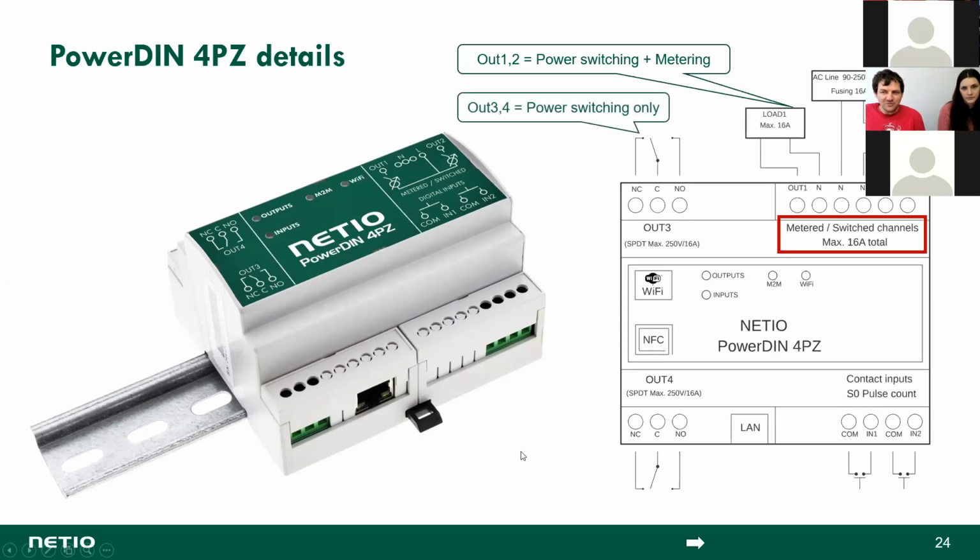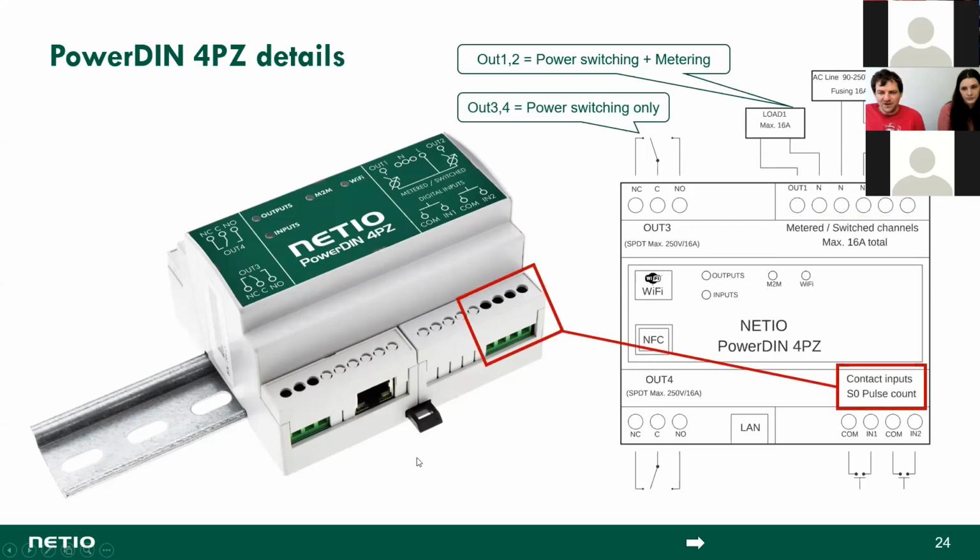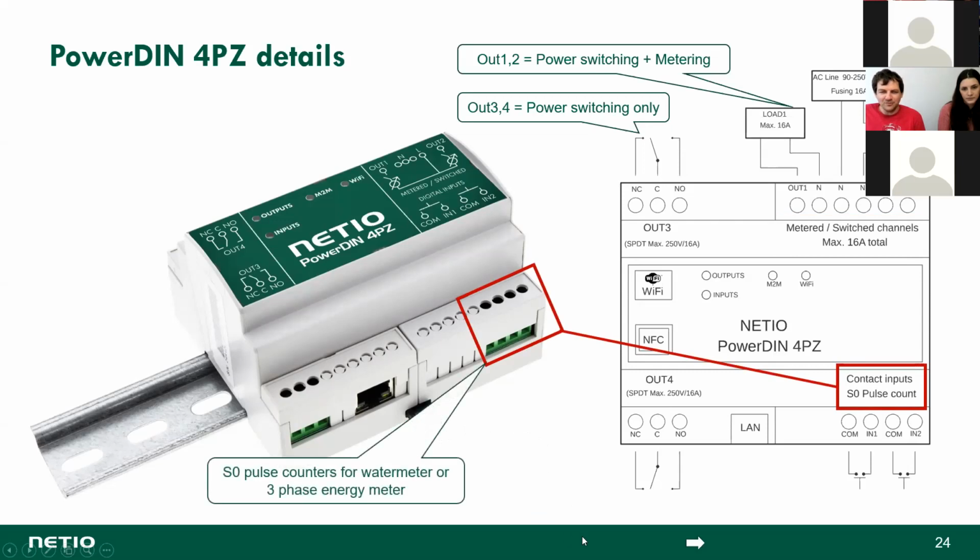There are two standard outputs, so low voltage output or whatever. You can use them also for 230 volts. And there are two inputs which can be used for monitoring pulses or to monitor the status of something.